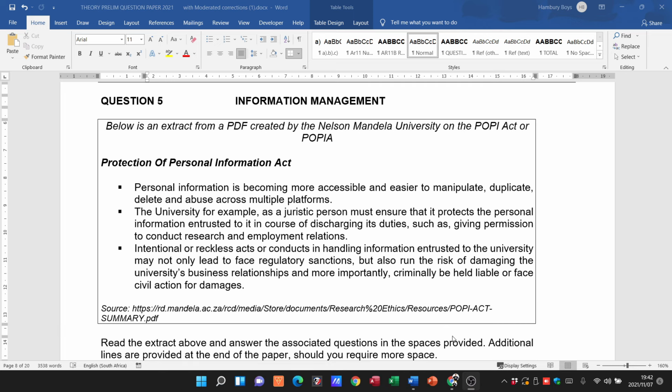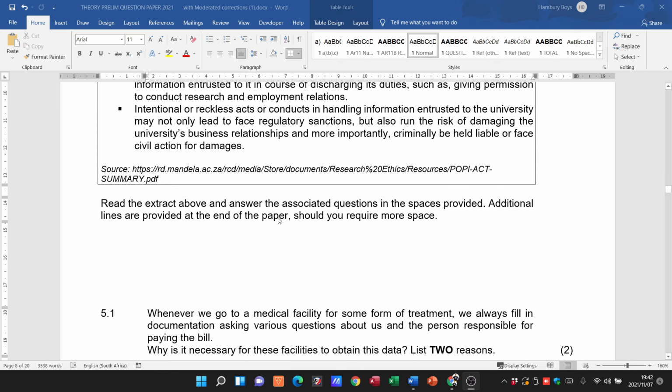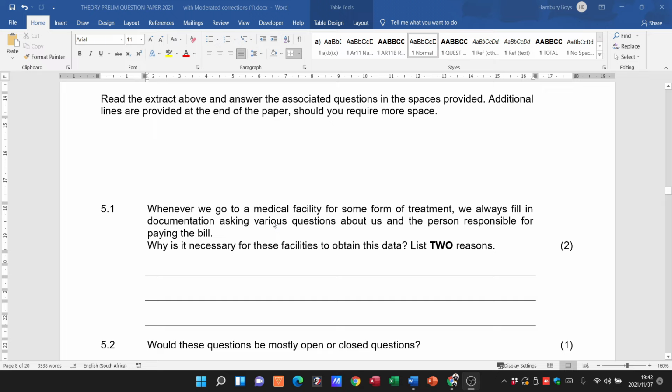Okay, so question 5 deals with information management, and they talk a bit about the POPIA Act, and there's been a lot of talk about this. So you would obviously have read through that. You would read the extract and then answer the particular questions.